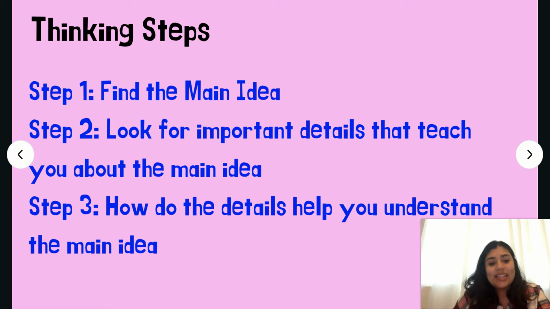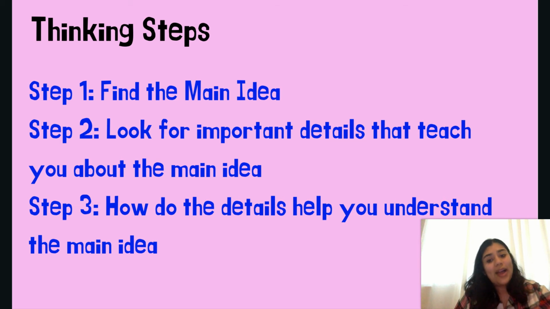There are 3 thinking steps when we are explaining how key details support the main idea. The very first step is to find the main idea. Remember that the main idea is what the author wants to teach us, and it's what it's mostly about. And in step 2, we're going to look for important details that teach you about the main idea.